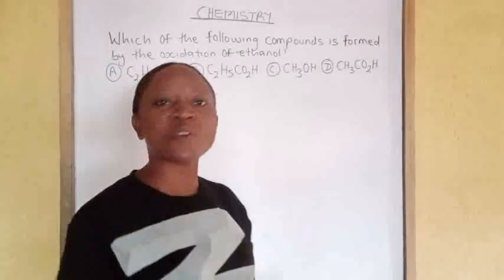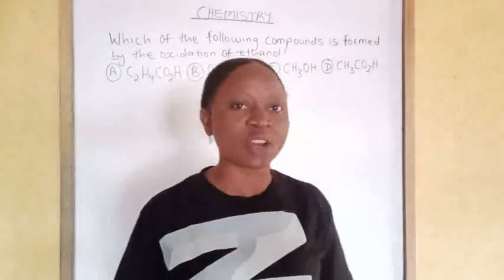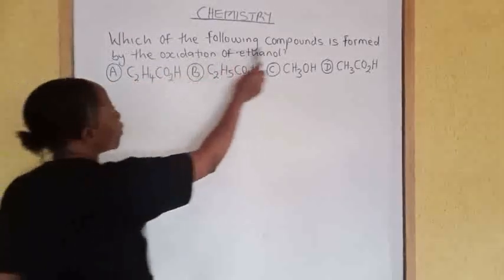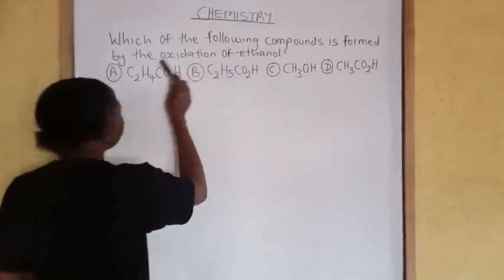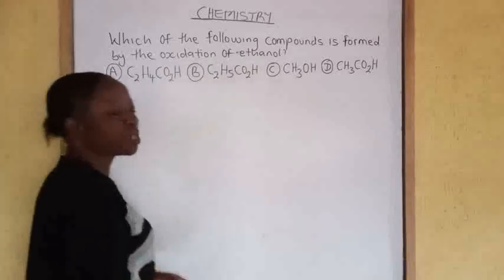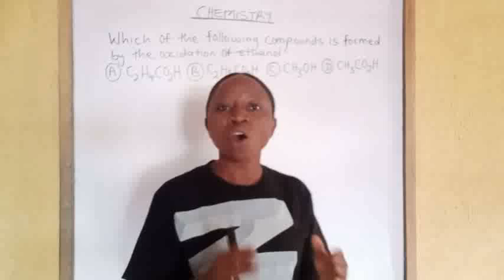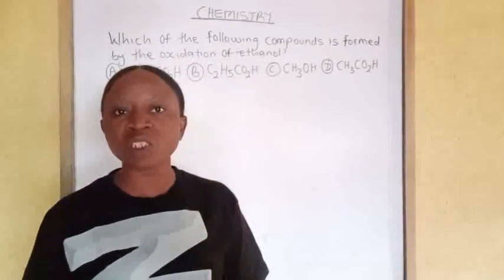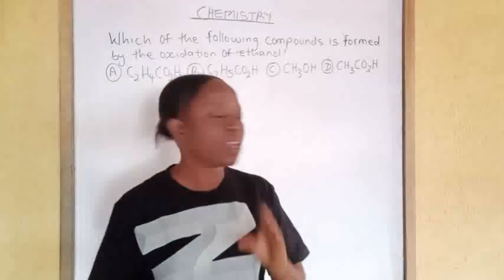Do you know how the product of reaction for oxidation of ethanol is formed? You don't know. Let me teach you. Which of the following compound is formed by the oxidation of ethanol? Then what is oxidation? Let's look at the word oxidation. Oxidation means addition of oxygen, addition of oxygen from oxidizing agents.